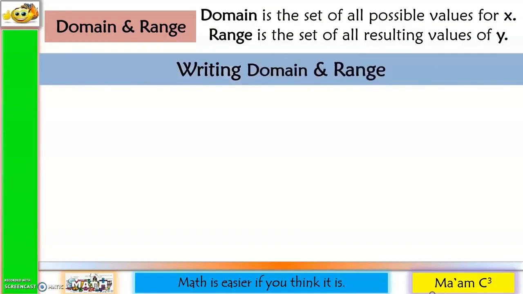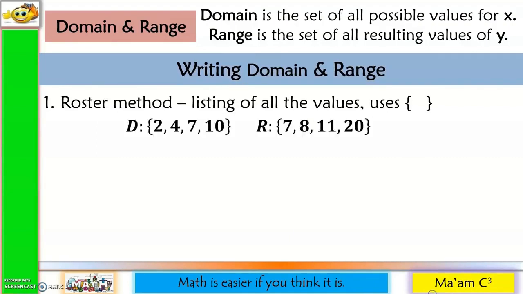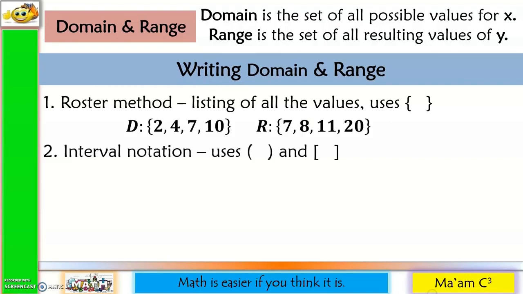First one is through roster method. This is listing or enumerating all the values. It uses braces. Here are the examples. Next one is interval notation. It uses parentheses and brackets. Here are the examples. I'm going to tell the difference of using these two as I go along with the examples later.